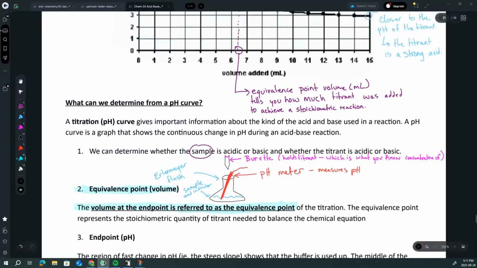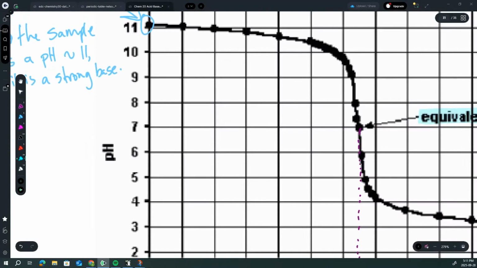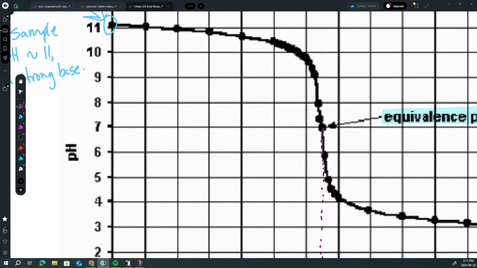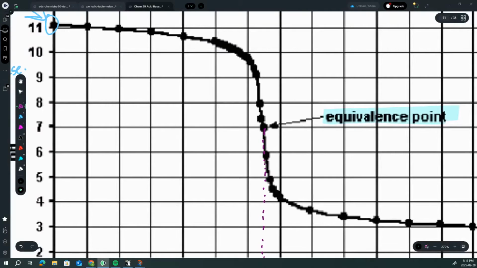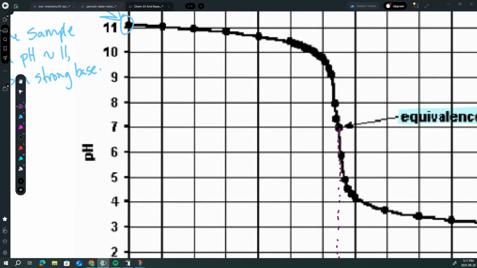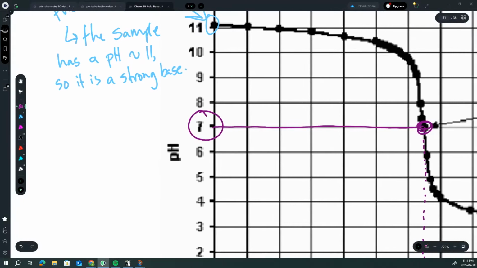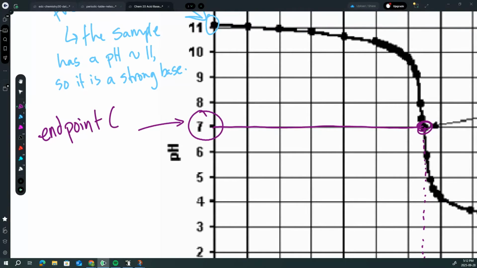Okay, so now we need to show where we're going to find our endpoint, because endpoint and equivalence point, you can find them kind of in the same spot, but equivalence point refers to volume, endpoint refers to pH. So I'm going to take the same spot and trace my finger over to the y-axis this time. Okay, and this is going to be our endpoint, which is your pH. So it tells you the pH value that the endpoint happened at.